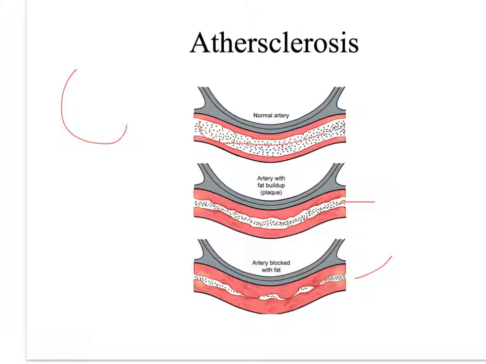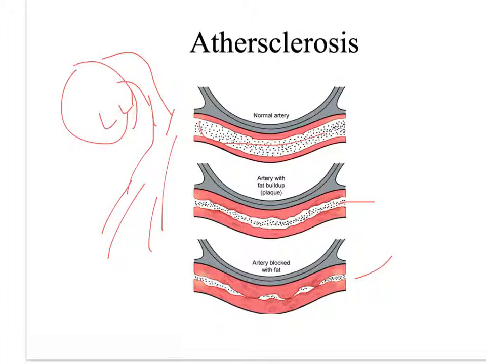So if you think about the heart pumping blood out of the aorta, and then the left ventricle has to pump blood out to the rest of the body, if the rest of these arterial walls are all blocked, the heart has to work extra hard in order to pump that blood against that peripheral vascular resistance. And that causes increased blood pressure.